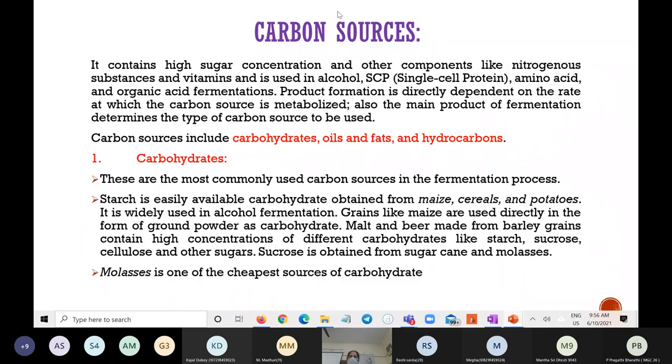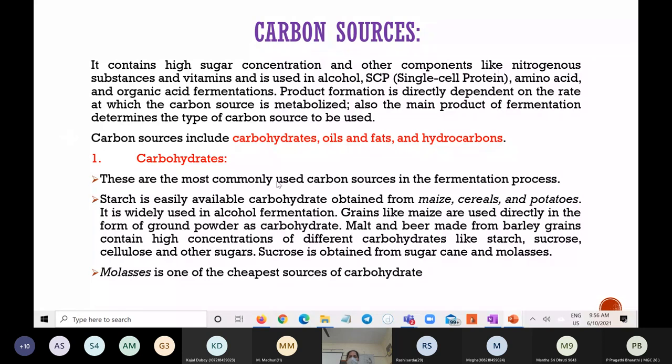The carbon sources for the microbes in the fermentation media are carbohydrates, of different types. These could be simple, these could be complex, that we will see further. Then oil, because oil is also an organic compound containing carbon, then fats the same way, then hydrocarbons also. So these four are the main sources of carbon in the fermentation media. Firstly, we will see the carbohydrates. These are the most commonly used carbon source in the fermentation media.